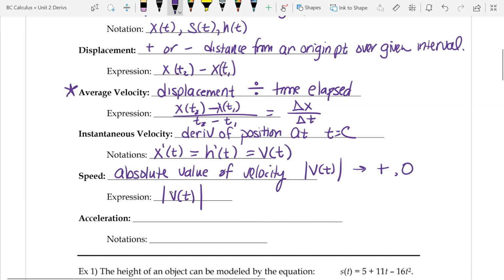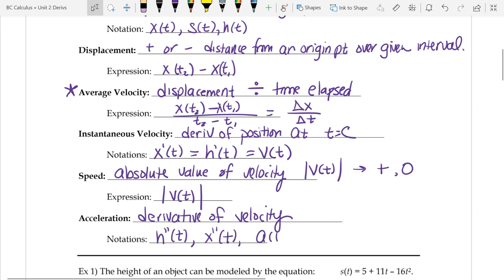Acceleration, on the other hand, is the derivative of velocity. And that's going to be h double prime of t, or x double prime of t, or a of t, or v prime of t. Anything like that is fine, but if you're going to call it a of t, you have to set a of t equal to something else.